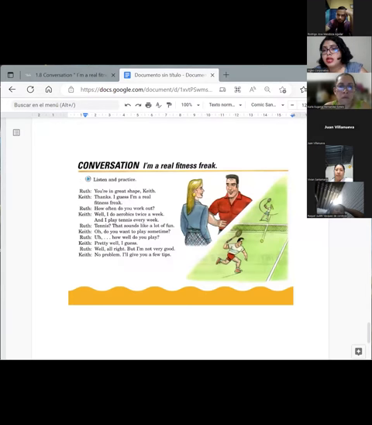Entonces tenemos a dos personas que pues una está diciéndole que está en una muy buena figura, una buena condición física, y pues Kate lo sabe y le dice, gracias, yo creo que soy como un obsesivo, ¿verdad?, del deporte o del fitness, y le dice, ¿qué tan seguido tú, pues, haces ejercicio?